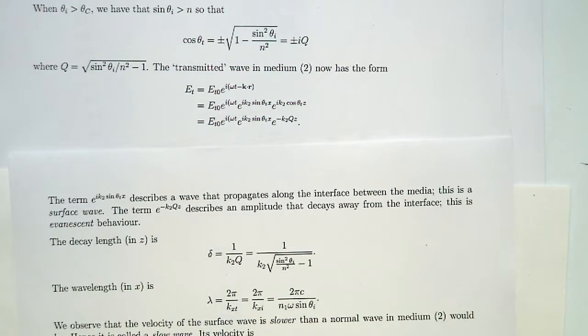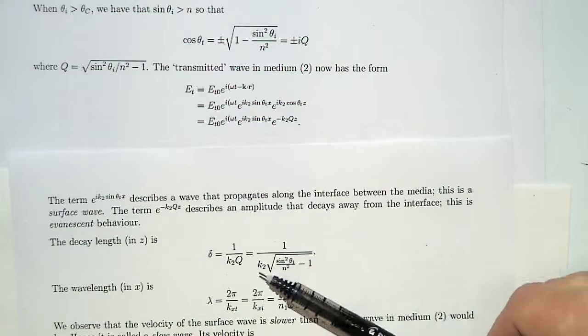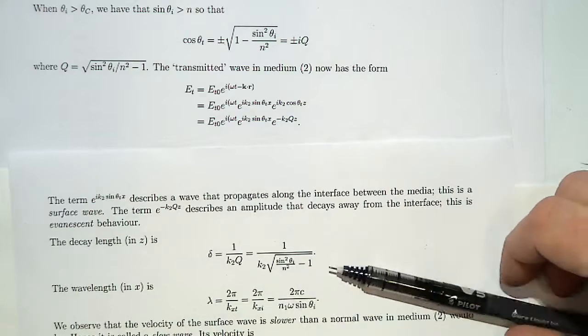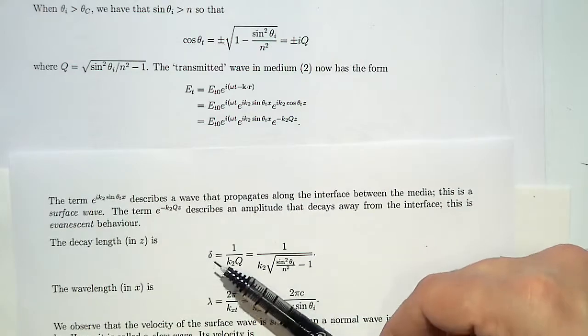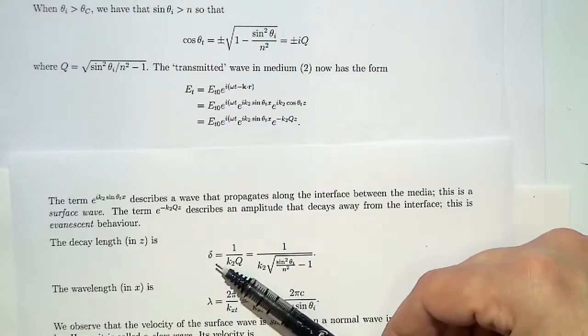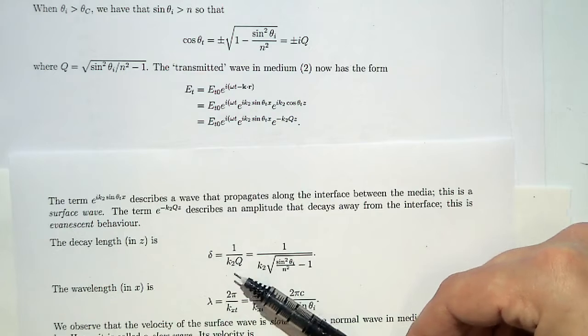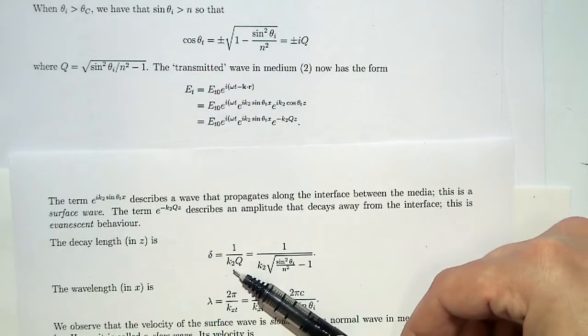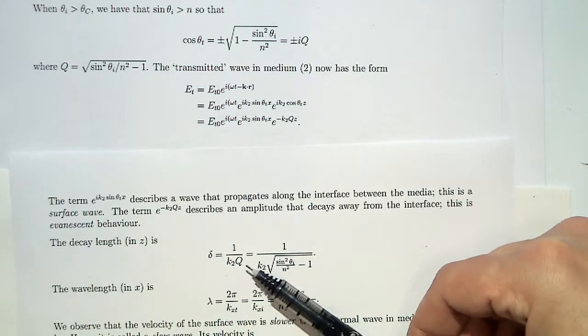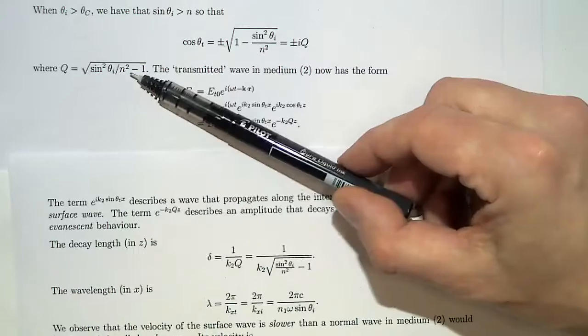Okay? So it has an amplitude that decays away, and again, similar to what we saw in previous derivations, we can define a decay length, not a skin depth here, we call it a decay length, whose magnitude is equal to 1 over whatever the wave number would be in material 2, divided by this Q value. Remember, that Q value comes from this relation here. Okay.